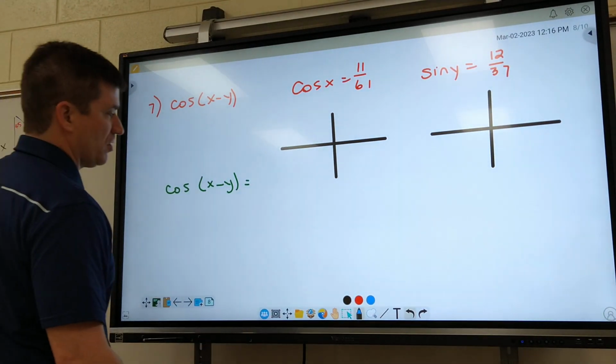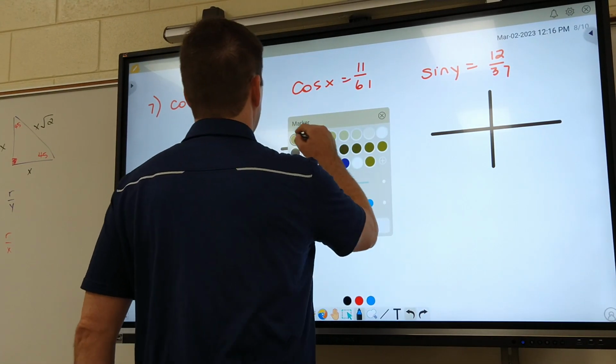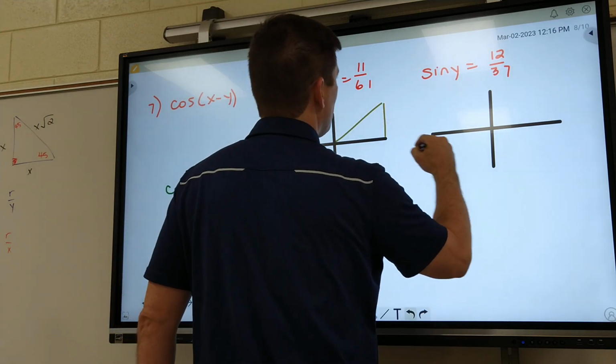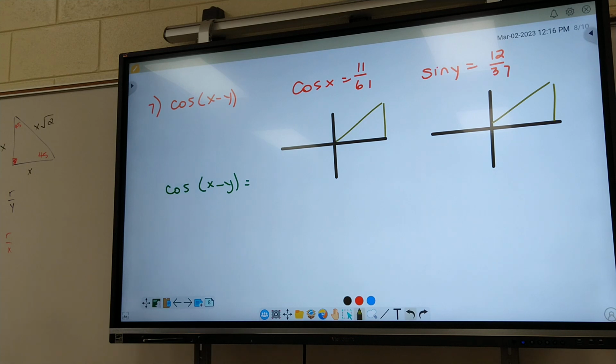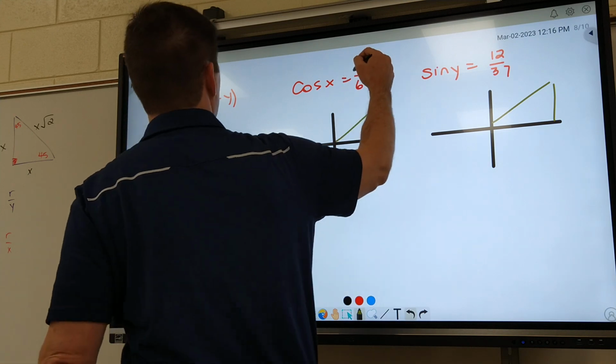All right, number 7. We're going to have to draw our triangles once again in the first quadrant. Every problem, guys, is going to be in the first quadrant. So you can go ahead and start setting up your triangles. They don't have to be anything really big. All right, it says cosine of x is 11 over 61.